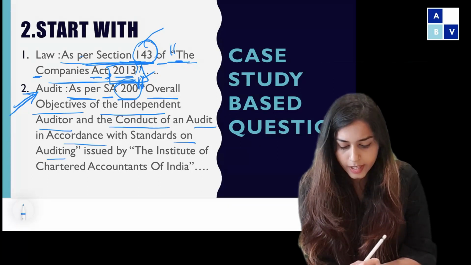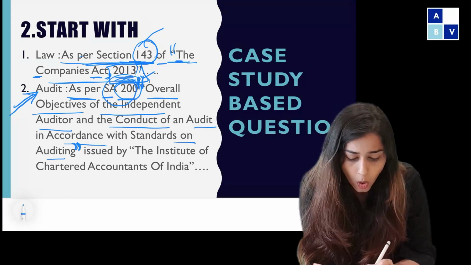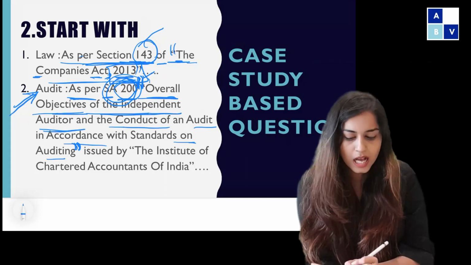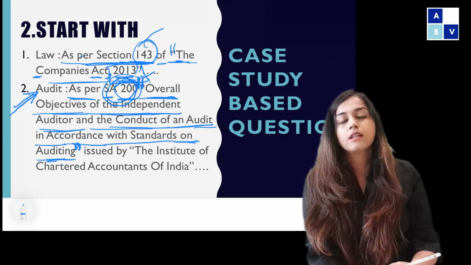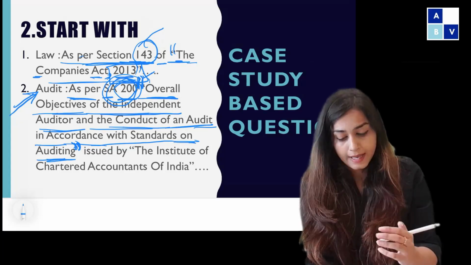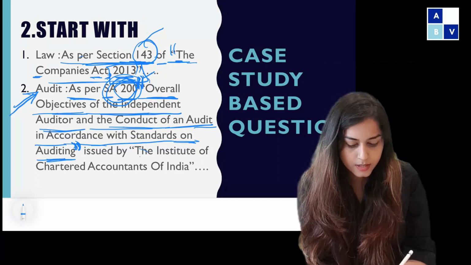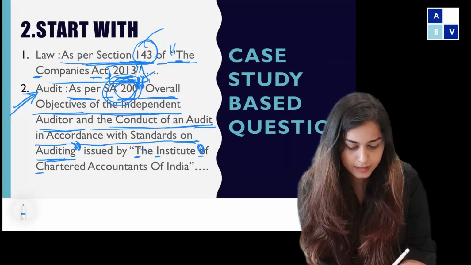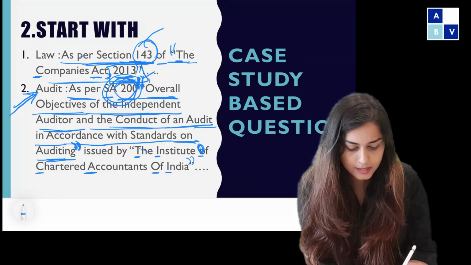Those who aren't aware of auditing can leave this particular thing, but what I'm trying to say is, if you write SA 200, you are supposed to write the whole name of the standard exactly. You can't do any plus minus in it. You have to be correct in that. Again, issued by the Institute of Chartered Accountants of India. Every first alphabet in capital, and here you will start your answer.